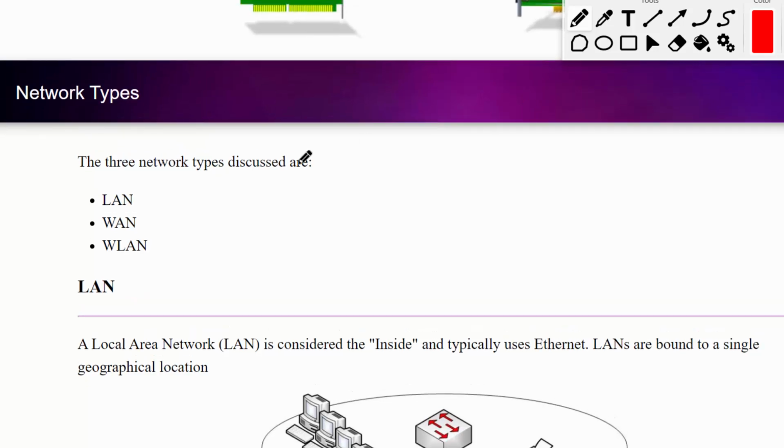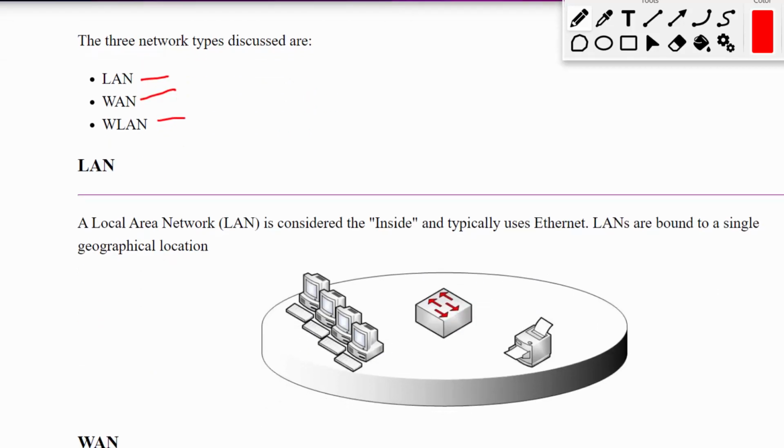In this video, we're going to discuss the three main network types that we're going to cover in this course. They are your LAN, WAN, and wireless LAN. Starting with your LAN, which stands for Local Area Network.